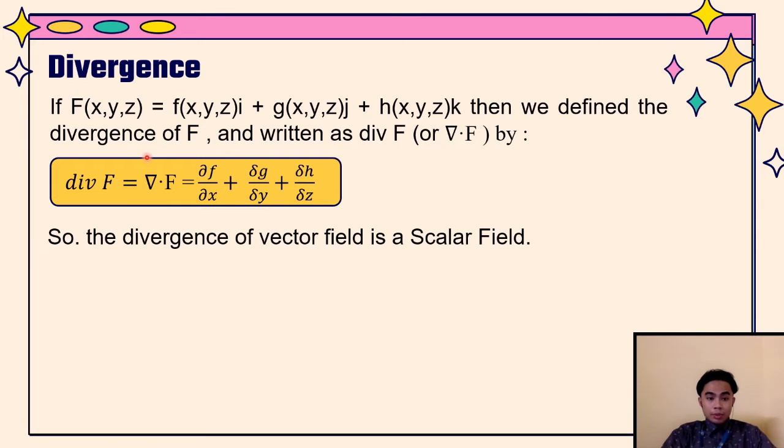For divergence, we use the dot product and we can solve it with del f over del x plus del g over del y plus del h over del z. So, the divergence of a vector field is a scalar field.